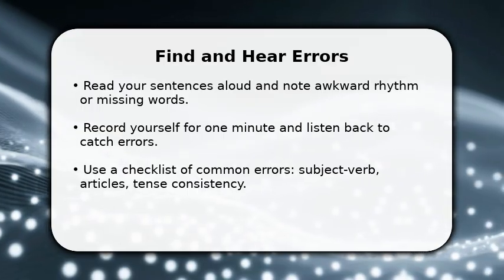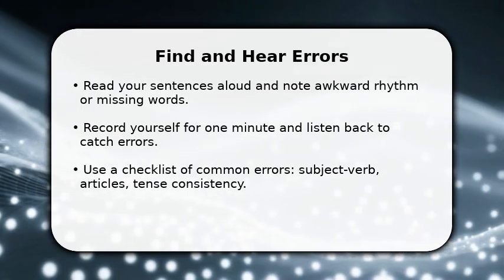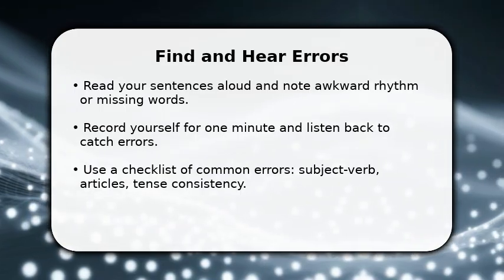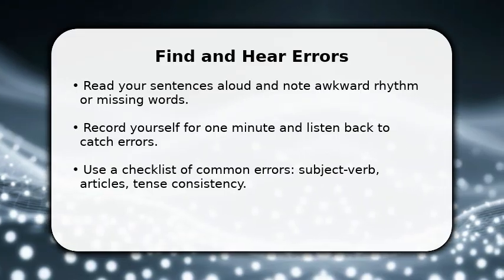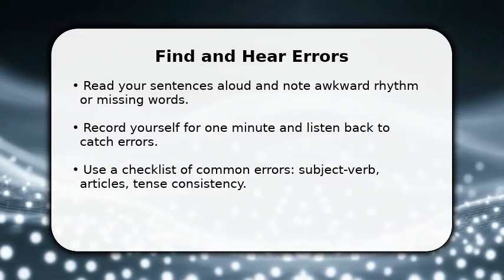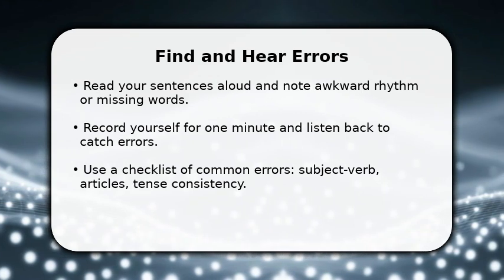Create a checklist of common errors like subject-verb agreement and article misuse. Keep that checklist visible while you read and edit every paragraph. Repeat this simple habit daily for at least 5 minutes to build awareness and accuracy.